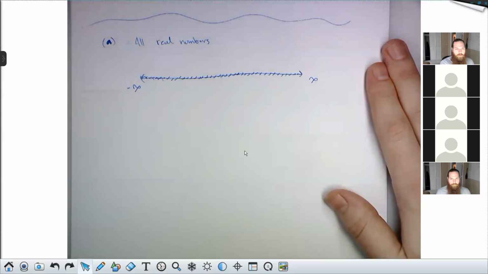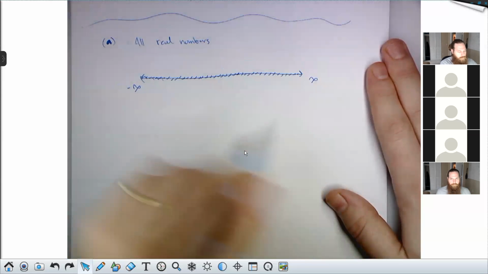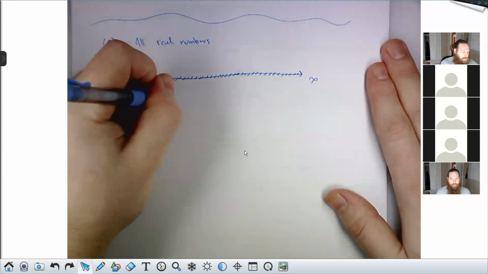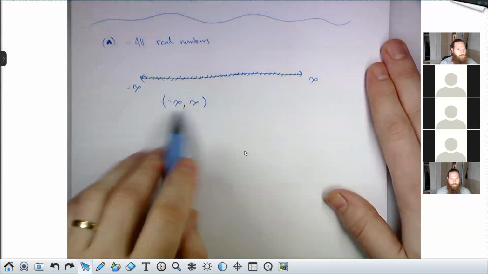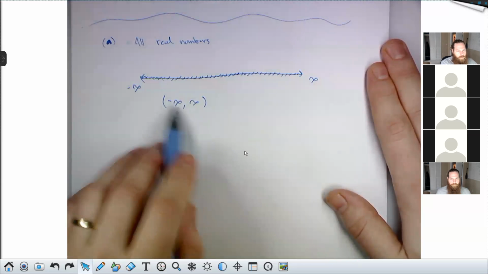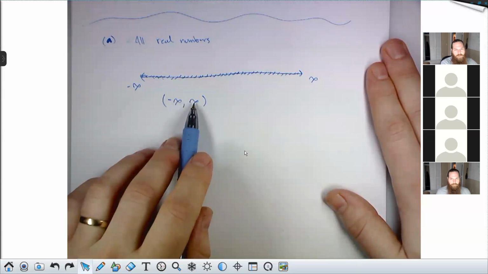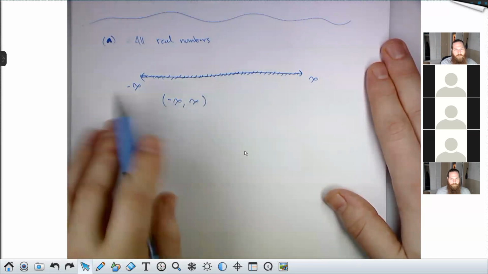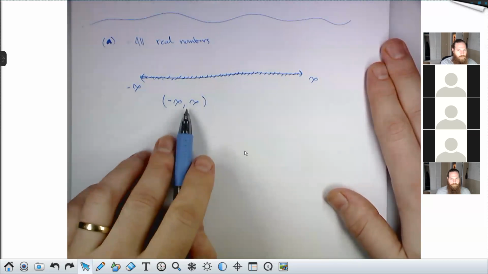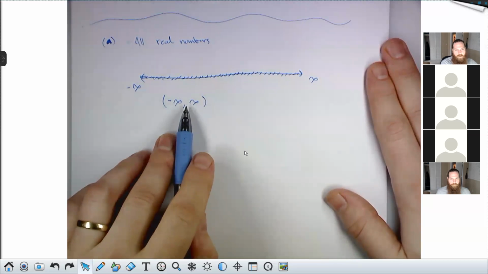I want everything. And then when it comes to the infinity symbol, we always use the open parentheses because you can't actually get there. Infinity isn't actually a number. So the idea of getting to infinity and including that in my set doesn't really make sense. So I would never use a hard bracket. I'll always use the soft parentheses. So definitely all real numbers, you're 100% correct, is negative infinity to infinity.